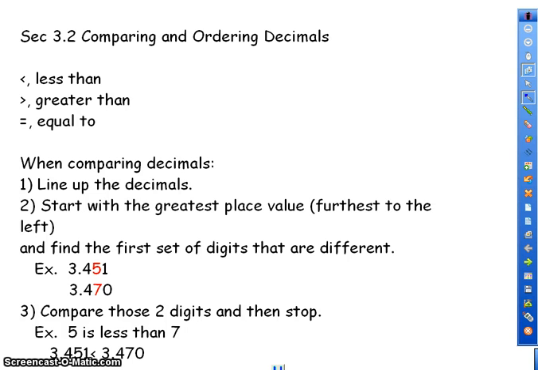Good afternoon. Today we will be doing section 3.2, comparing and ordering decimals. Now before we begin, we need to look at the three symbols we'll be using to compare decimals.